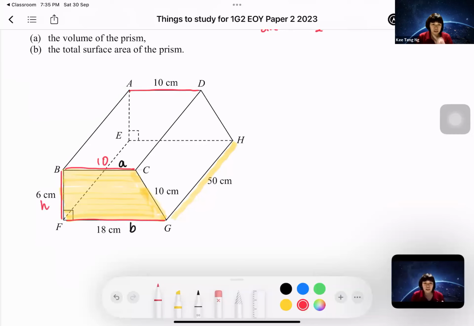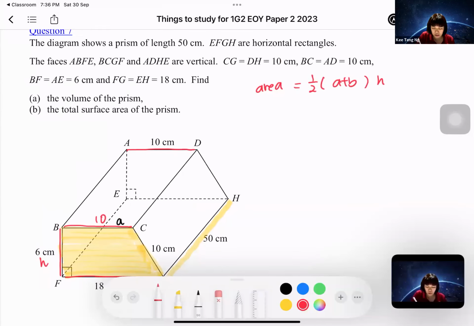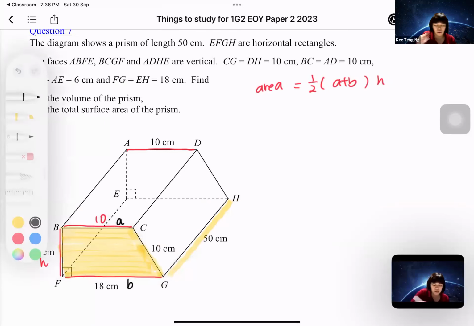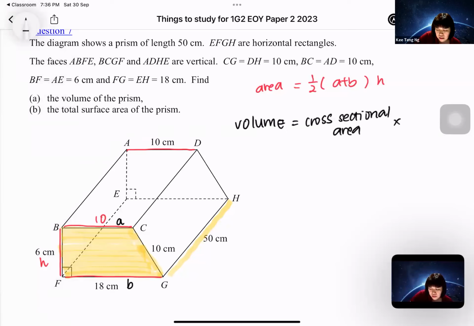All right, so this trapezoidal prism has a length, okay, of 50 cm. So you need a thickness, right? So first the question says find the volume of the prism. Volume of prism is given by the cross-sectional area multiplying the length. So volume equals cross-sectional area times the length.